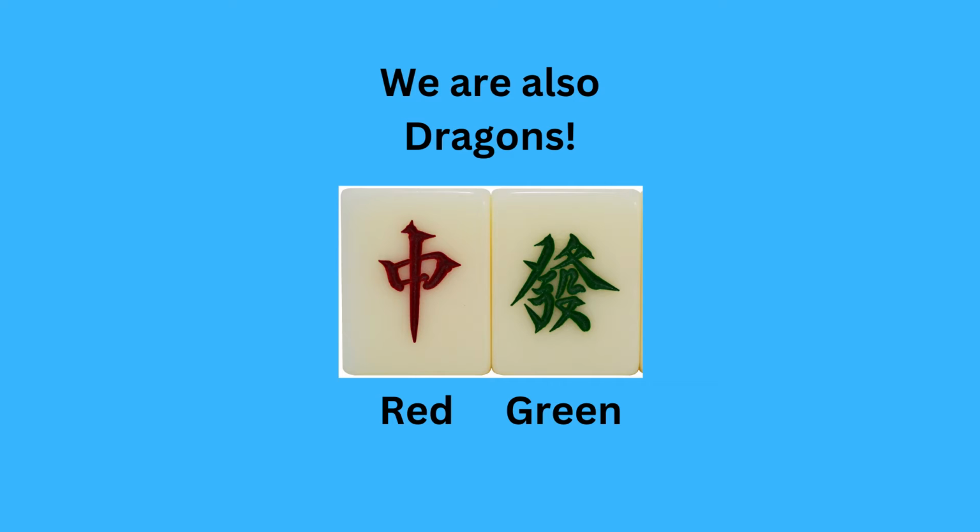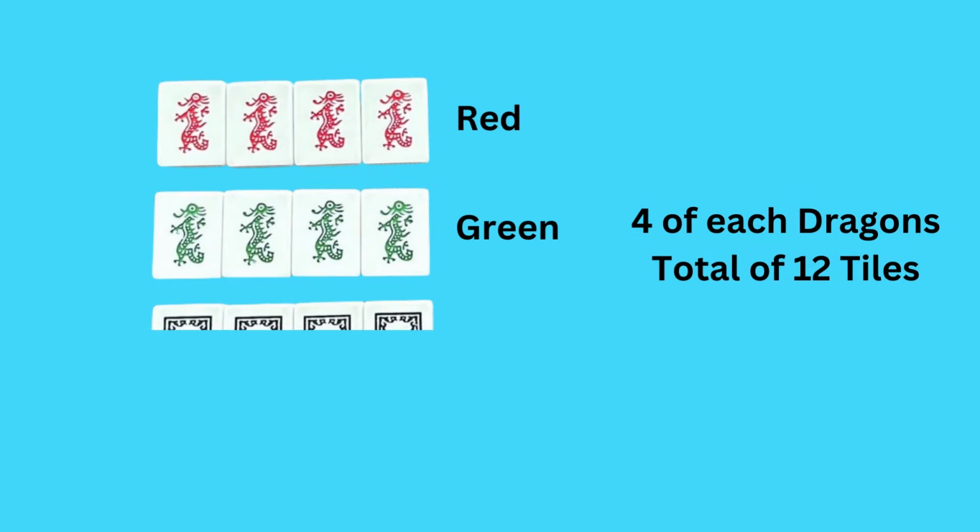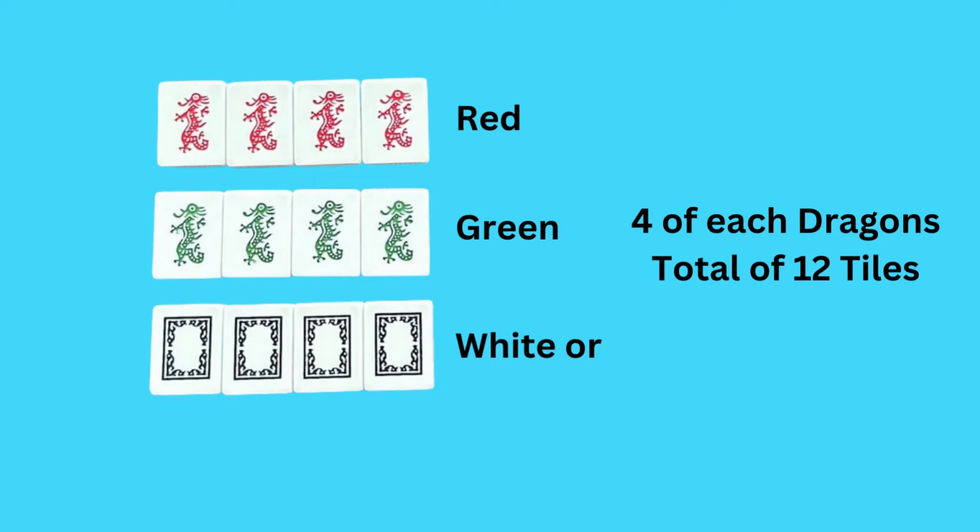set. In some sets, these red and green dragons look like Chinese characters. The significance of these characters or symbols is said to have significance in the Chinese culture. And finally, we have our white dragon, also known as soap, for a total of 12 dragons in all.